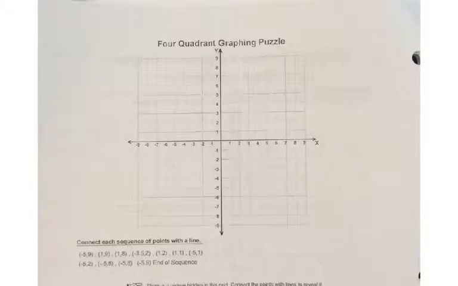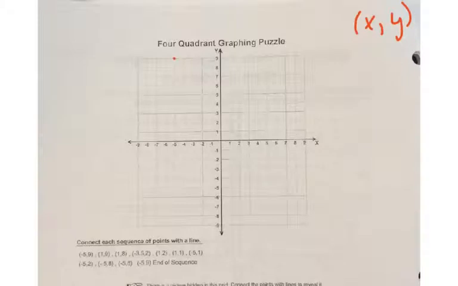When you're graphing on a coordinate grid, always remember that your coordinates, or your ordered pairs, come in the arrangement of your x value first and then your y value, and you'll plot them that way. So if I look at my ordered pairs here at the bottom, it says connect each sequence of points with a line. I'm going to start with my first one, which is (-5, 9). So I'm going to move to the left to -5 and go all the way up to 9, which is all the way at the very top.